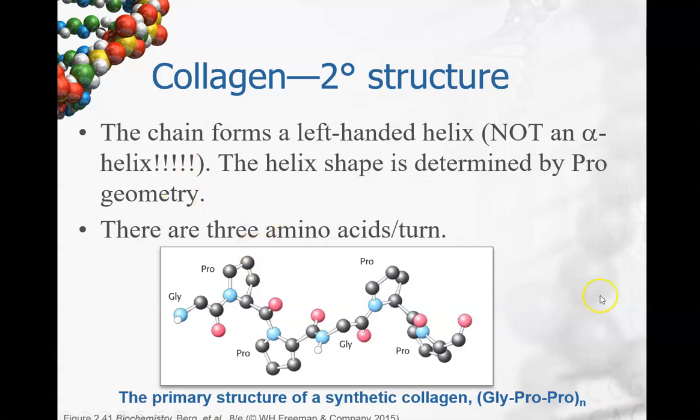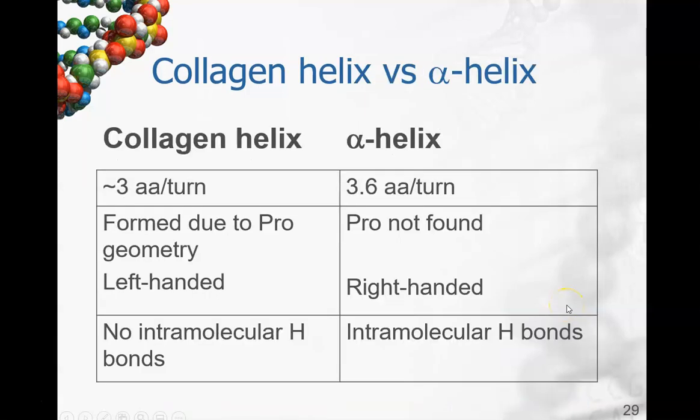So what we get are 3 amino acids per turn. Just to convince you that the collagen helix and the alpha helix aren't the same, collagen has 3 amino acids per turn, whereas the alpha helix had 3.6 amino acids per turn. You don't typically find proline in an alpha helix because its geometry doesn't allow it to fit, whereas proline is absolutely essential to the formation of the collagen helix. The collagen helix is left-handed, the alpha helix is right-handed. You need those intramolecular hydrogen bonds to keep the alpha helix, that corkscrew structure, together, but you don't need it for the collagen helix because the proline geometry will form the structure for you.